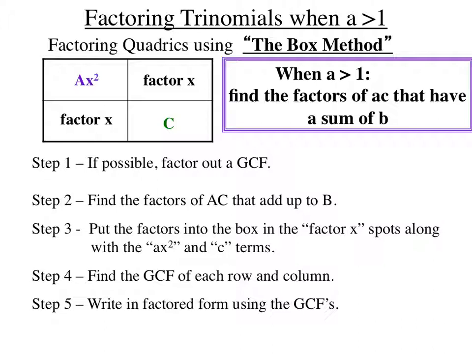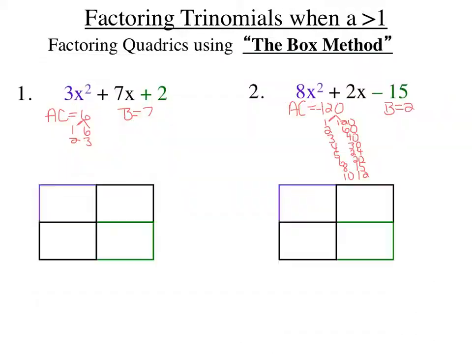So box method, as a review, has the steps of factoring out a GCF, finding the factors of a times c that add up to b like we just did, and then those factors are going to go in the two diagonal boxes once you know the ones that are going to work. And then the first box gets your a term, your last box gets your c term, and then what you do is factor out a GCF of each row and column. Once you do that, those are going to become your factors. So we'll take a look at how this works with examples.